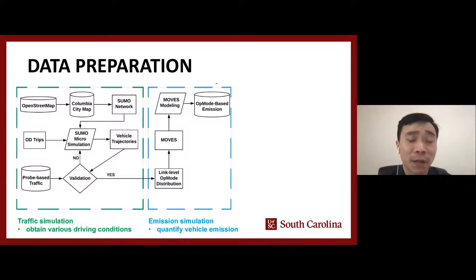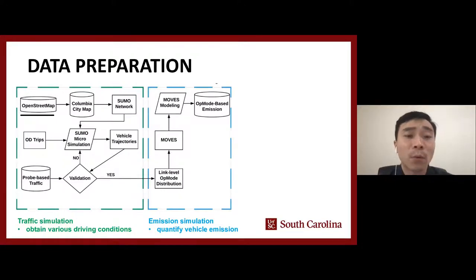So specifically for the data preparation, we are doing two types of simulation. One is traffic simulation, which is used to prepare the various driving conditions, and the other is emission simulation to quantify the vehicle emission on the same link. For the traffic simulation, we start with OpenStreetMap to get the transportation network for the study area, which is the city of Columbia, South Carolina.